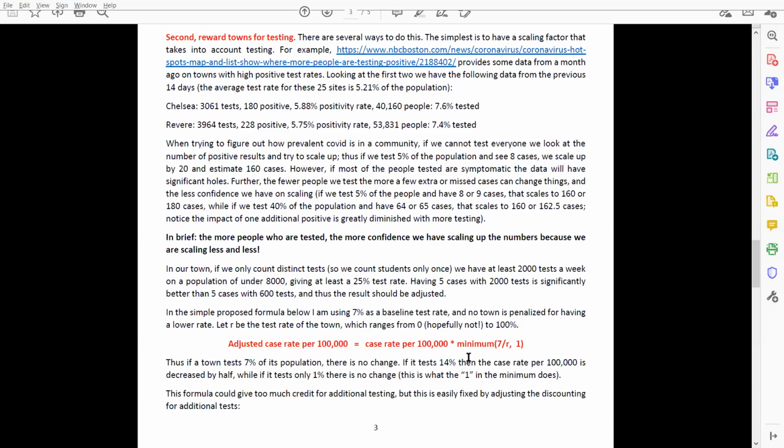Yes? So I chose 7% to just a little bit overestimate what most towns were doing. Most towns were doing 5%, so that you don't start getting any credit until you're already above the average of what people are doing. So it's a good question. I wanted to just give a little bit of leeway.